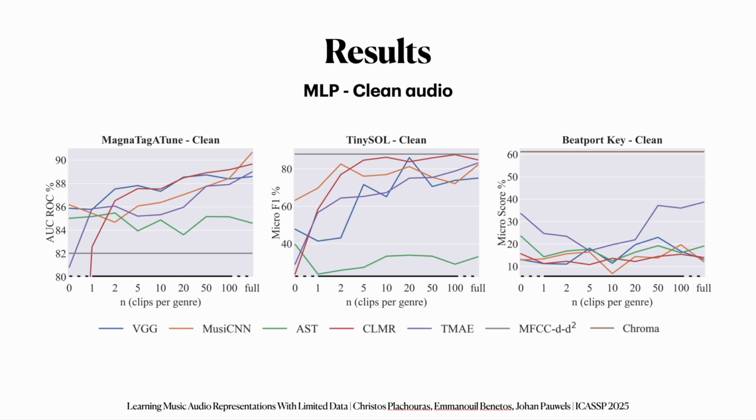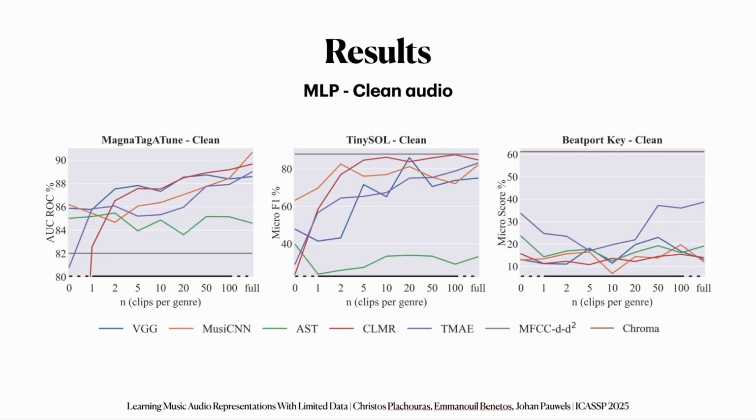For n equals 1, so just 10 tracks, most representations are performing decently, apart from CLMR. We see approximately just a 2% difference between AUC ROC for n equals 1 and n equals 100, and then it's another 2% compared to the total data set.